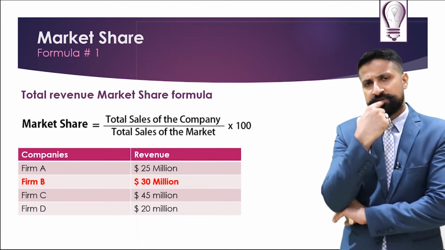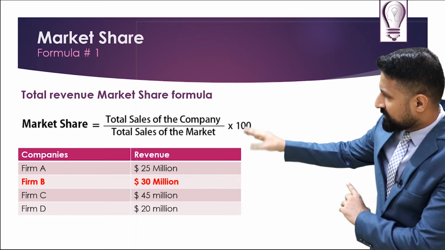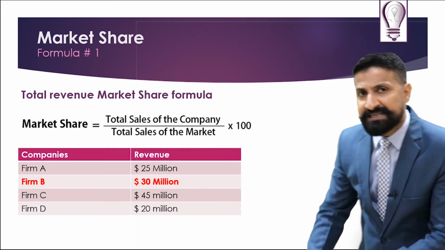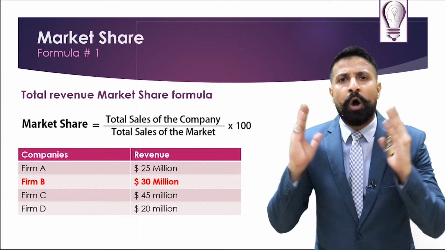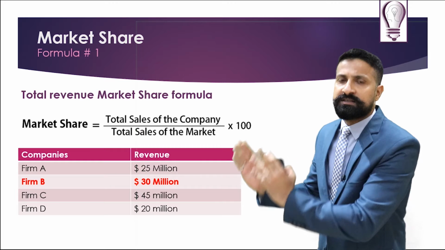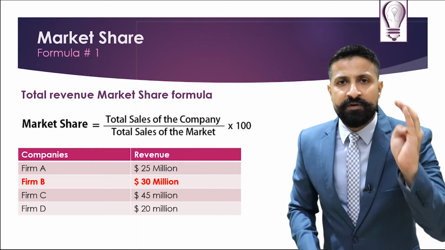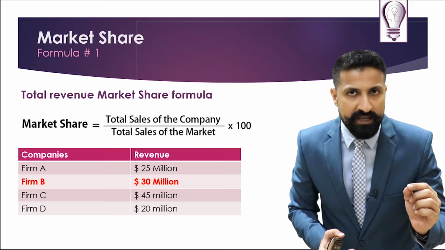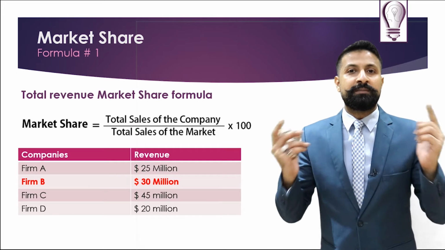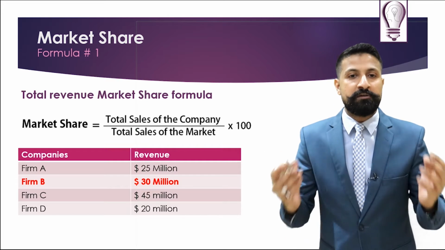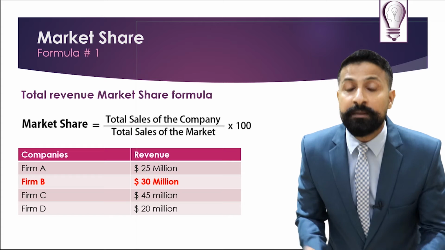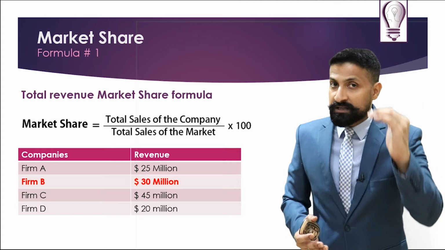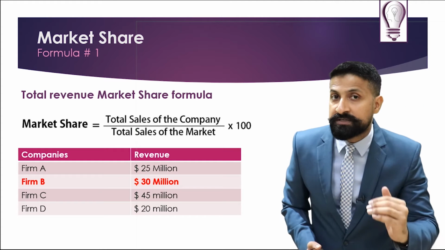Just imagine, what you see on your screen at the moment is there are four different firms, and suppose these are the only firms operating in an industry. Firm A, Firm B, Firm C and Firm D. Firm A is generating sales revenue of 25 million. Firm B is generating 30 million sales revenue. Firm C 45 million and Firm D 20 million. So these are the only four firms operating in an industry.